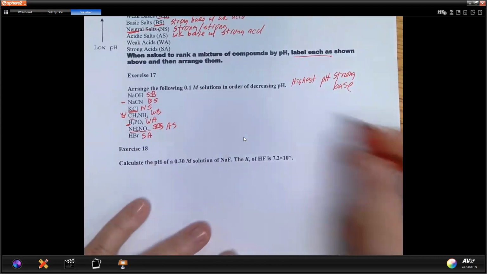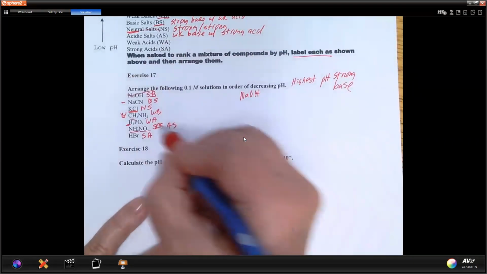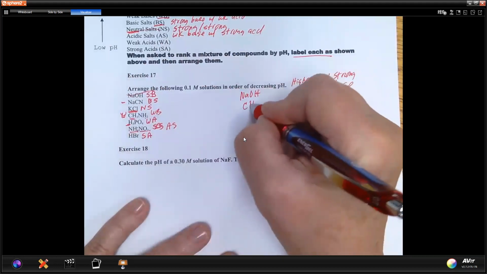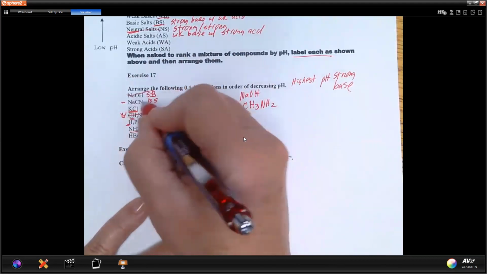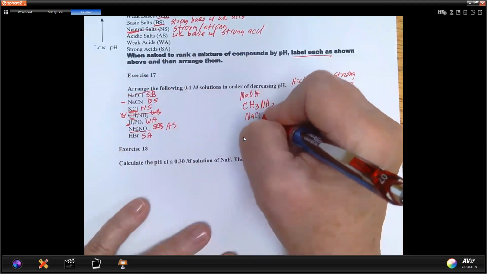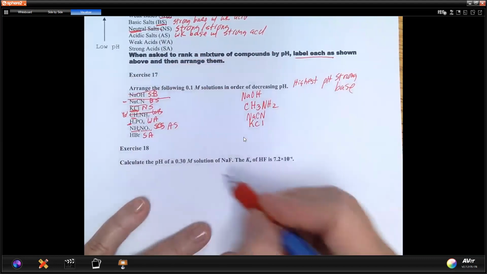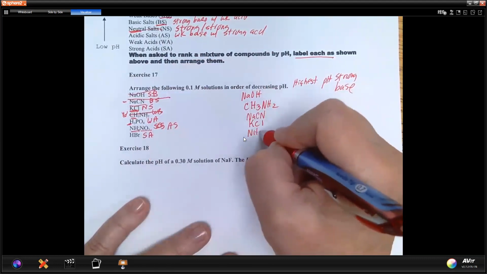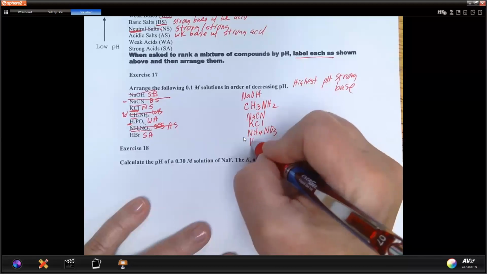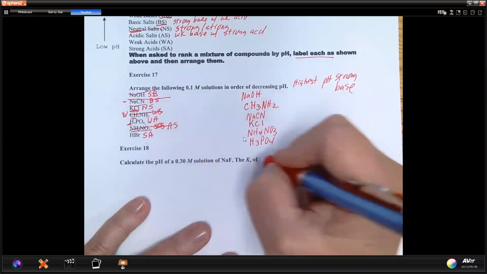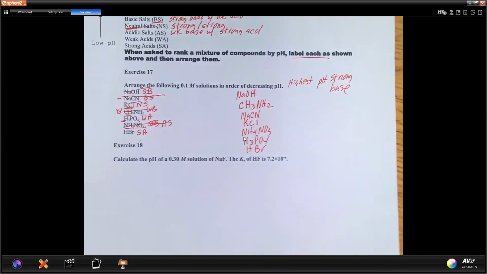So now I can just start putting them in order. Strong base would be first. Then weak base would be second, CH3NH2. Then basic salt would be next, NaCN. Then neutral salt, KCl. And now I'm going to start coming down on my acidic side. So start with my acidic salt, NH4NO3, and then my weak acid, and finally my strong acid. So that would be going from highest to lowest pH.